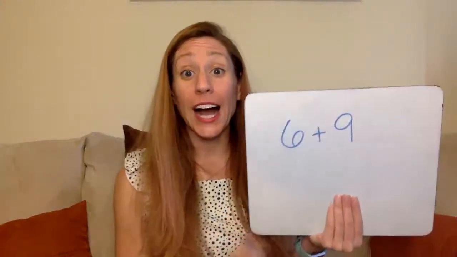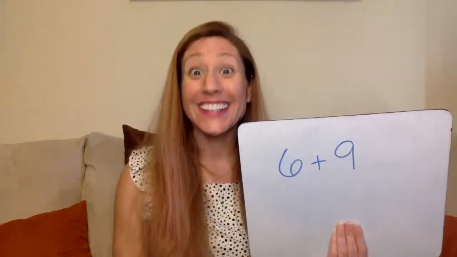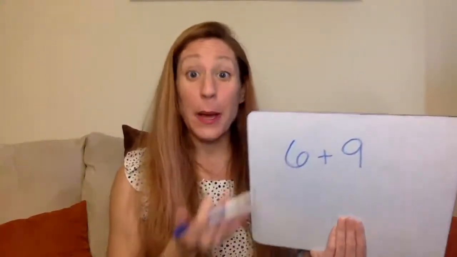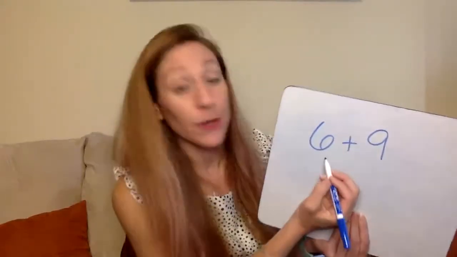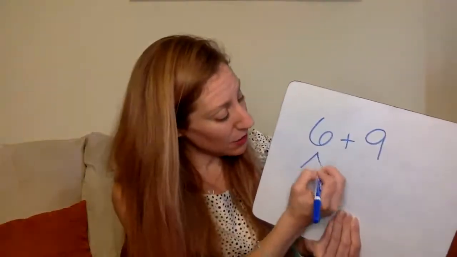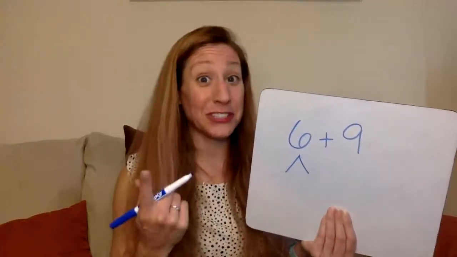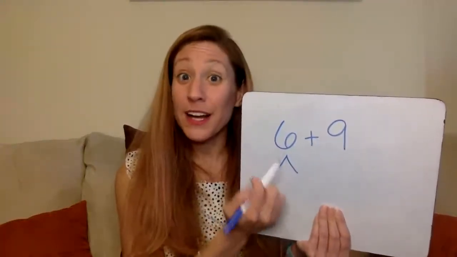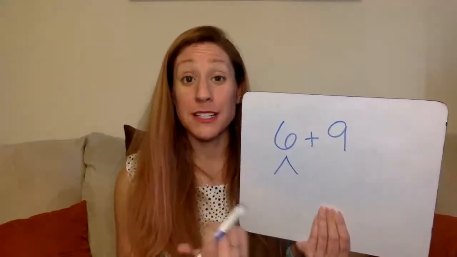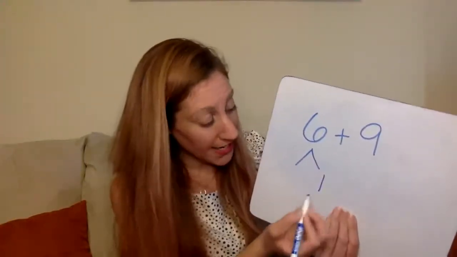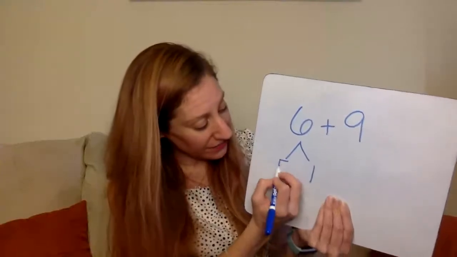Here's another example. So if I had 6 plus 9, I could split up either one to get to a 10. But 9's pretty close to a 10, so I'm going to split up 6. So I have 9. How many more do I need to make a 10? Just 1. I can get that 1 from the 6. I'm going to split my 6 up into 1 and 5.